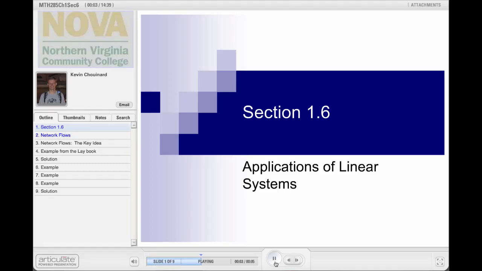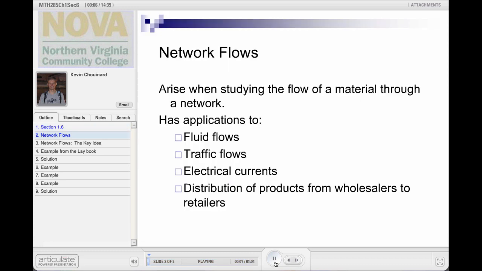Section 1.6, Applications of Linear Systems. In this section on applications of linear systems, in the Lay textbook there are three different types of applications on which we're focused. One is outputs of various sectors in the economy, one is chemical reactions and their equations, and the third application is network flows.